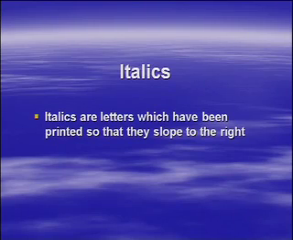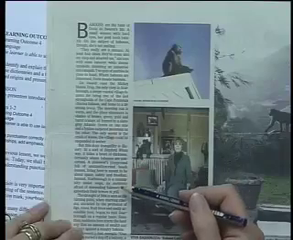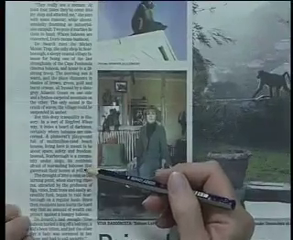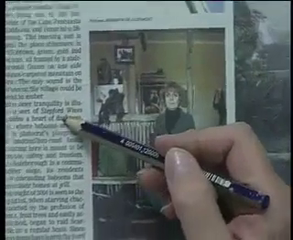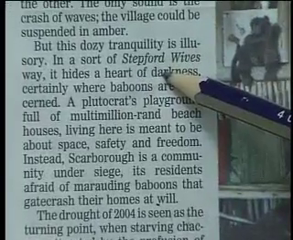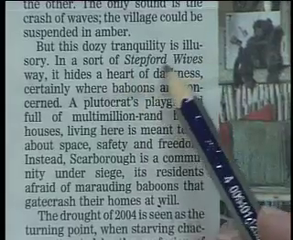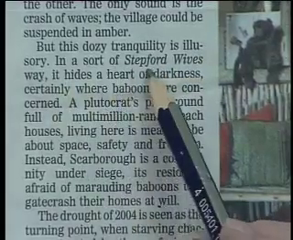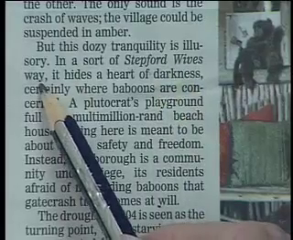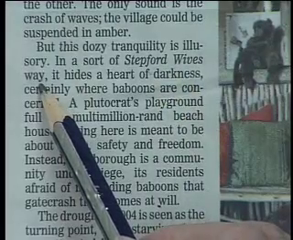We're starting this lesson with italics. Italics are letters which have been printed so that they slope to the right. Now, if we look at our article about baboons, it's the same article that we were looking at in a previous lesson. We are now letting our eye run down the column and we're looking for italics. So if we go down, the first one is where we stop. In this dozy tranquility is illusory, in a sort of Stepford wives' way. Why italics there? This is the name of the novel. Right, so that's a novel.